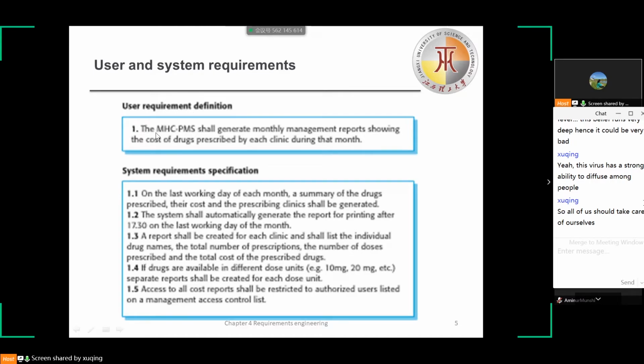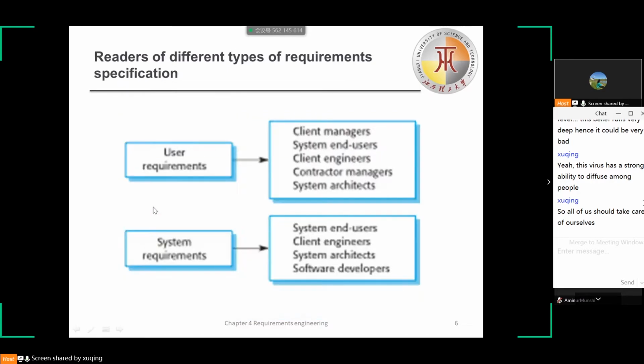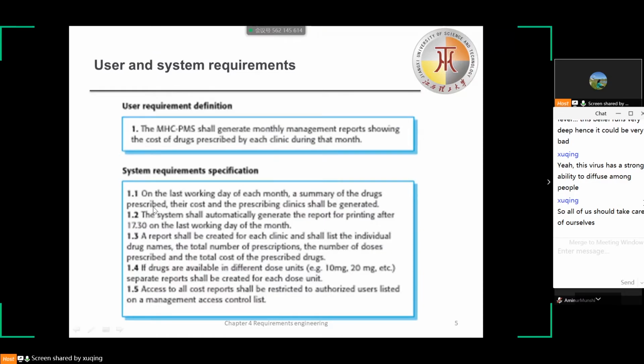Here, the user requirement is quite general. System requirements provide more specific information about the services and functions of the system that is to be implemented. You see, really, user requirements and system requirements are quite different. And we need to write requirements at different levels of detail because different readers use them in different ways. As we say, user requirements are for customers and system requirements for developers, and they can serve as the contract between system buyers and developers.